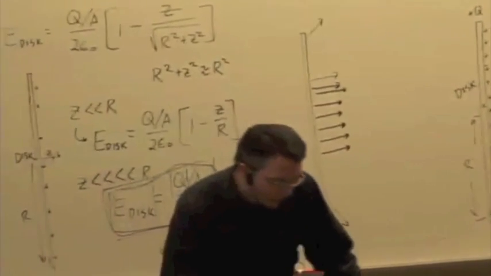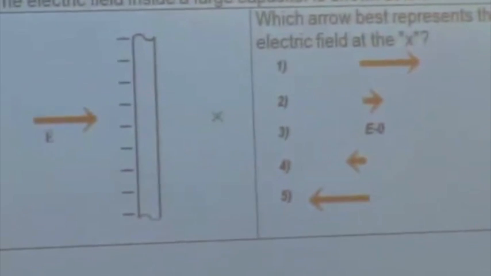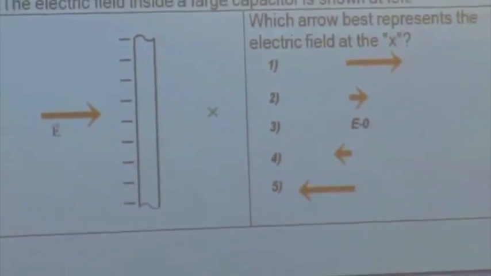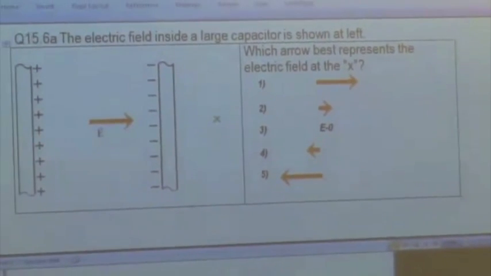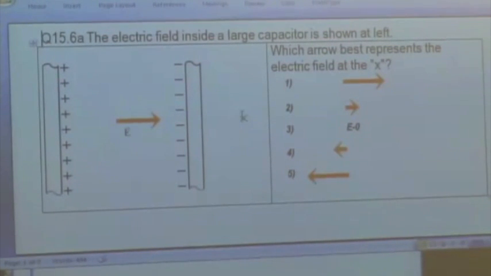What about at a different location? Let's, in fact, ask a question about this. So we know the electric field inside the capacitor, and we're not showing the whole discs here, but you get the idea. One's positive, one's negative. Here's E inside. Here's a little location.